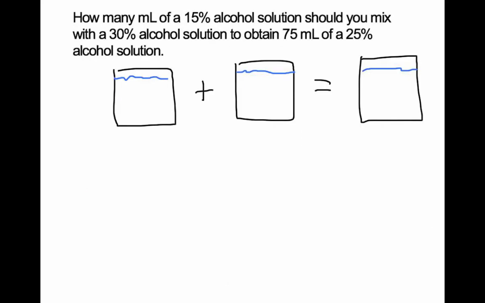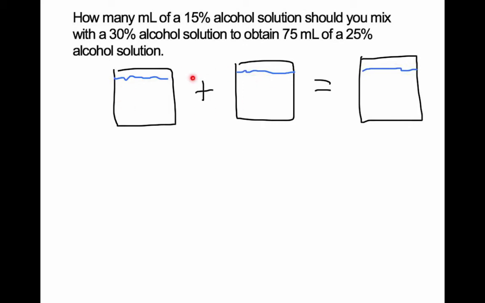In this problem, we are asked how many milliliters of a 15% alcohol solution should you mix with a 30% alcohol solution to obtain 75 milliliters of a 25% alcohol solution. So we have lots of things going on here, but as you can see, I've already drawn the three mixtures, because on the left-hand side, I'm combining these two, and when I add these two mixtures together, it will equal this combination here on the right. Keeping in mind that we're always looking for, in this case, the alcohol content. In the last problem, we were looking at the acid content.